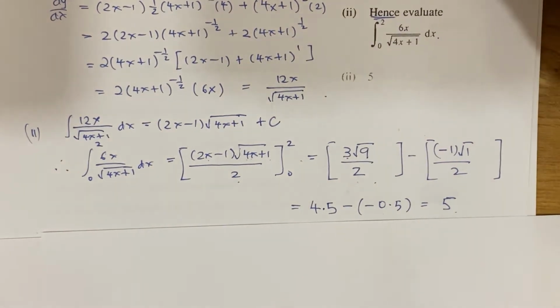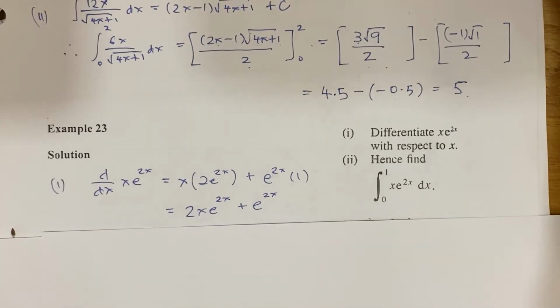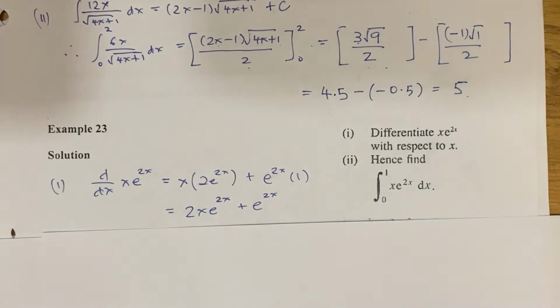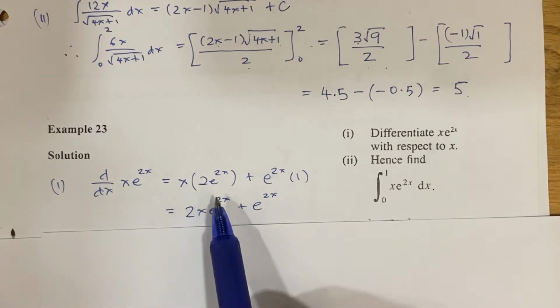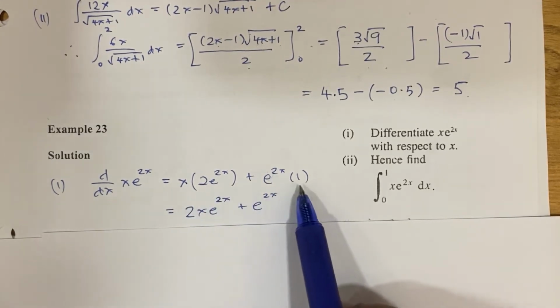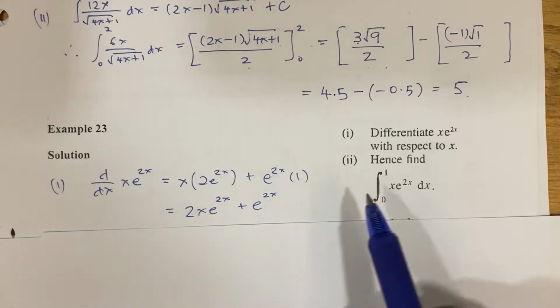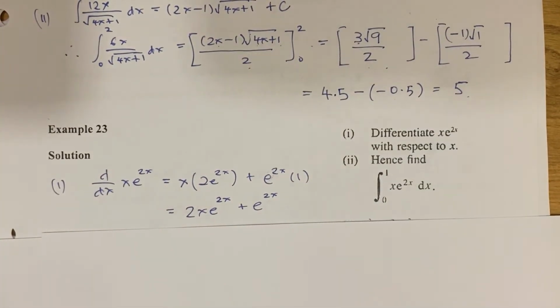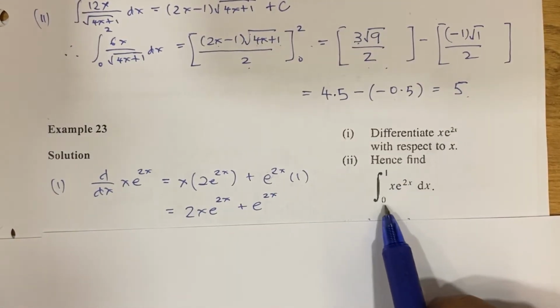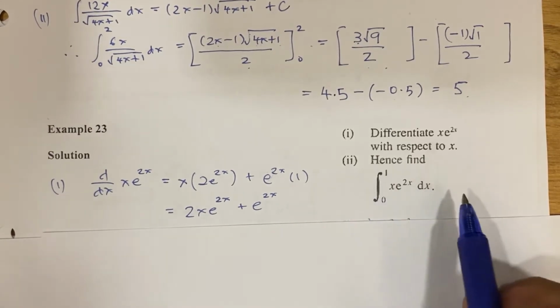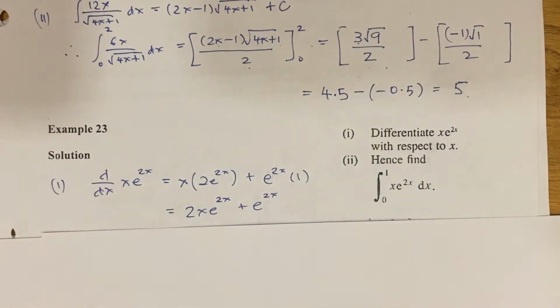Now let's move on to example 23. In example 23, the differentiation of this is the product. So we take the first function, differentiate the second function, take the second function, differentiate the first function. We're going to have this. Now in similar fashion, we need to hence find in part 2 the integral from 0 to 1 of this function.